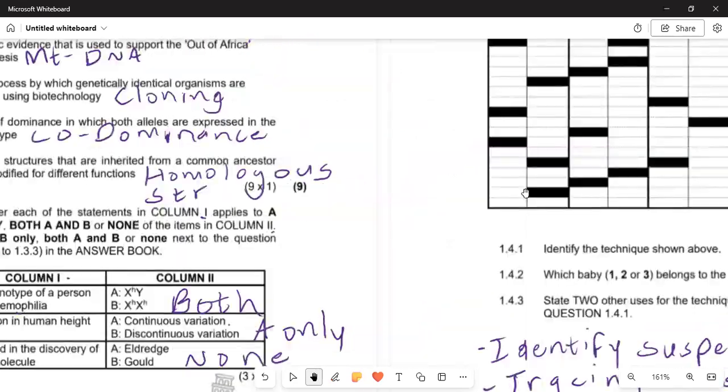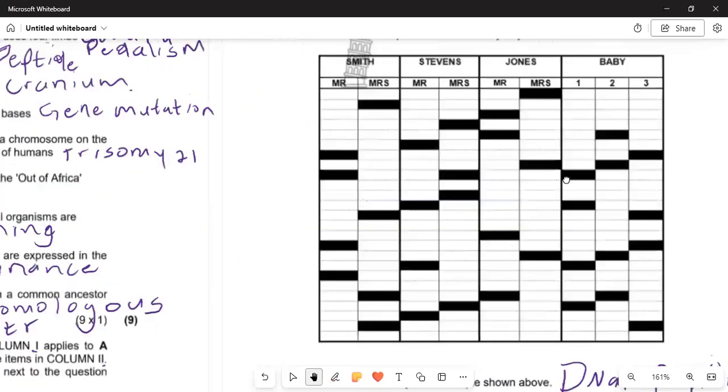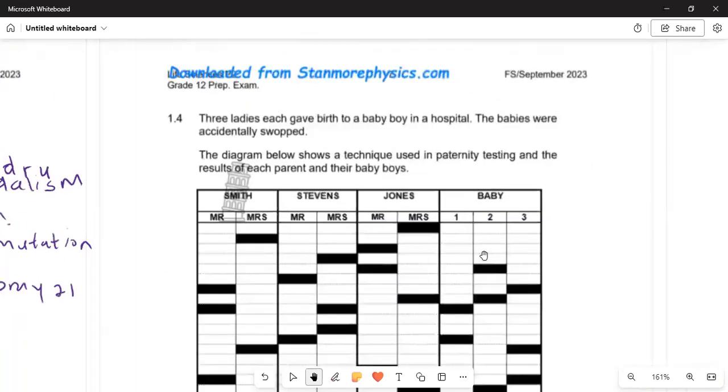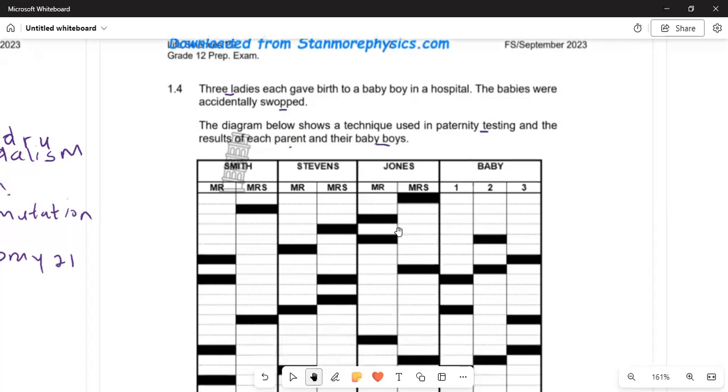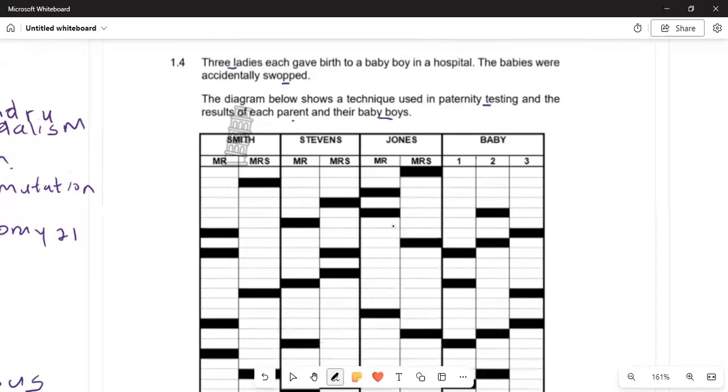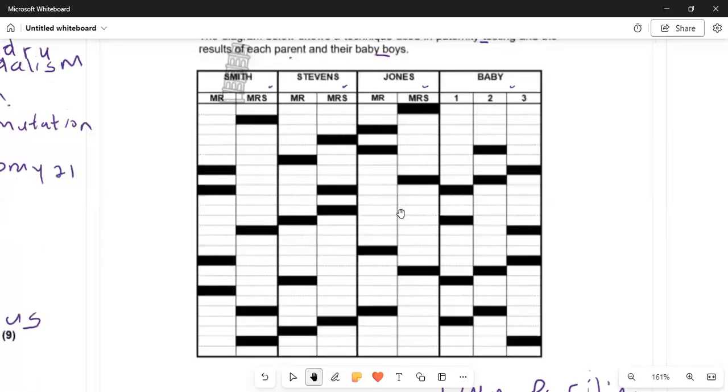Okay. Moving on again, we still have some important aspects that we need to consider in this instance. Therefore, in 1.4, ladies said that each time they gave birth to a baby boy in the hospital, the babies were accidentally swapped. The diagram below shows the technique used in paternity testing and the result of each parent and their baby boys. We have 3 couples: Mr. and Mrs. Smith, Mr. and Mrs. Stevens, and Mr. and Mrs. Jones. And here are the 3 babies. We are given this in terms of matching them, trying to find now the swapping of the babies.